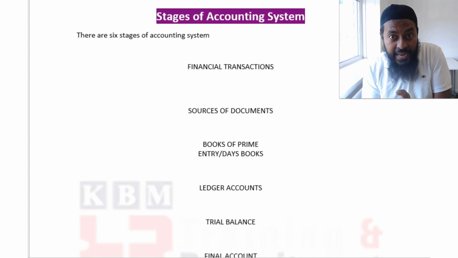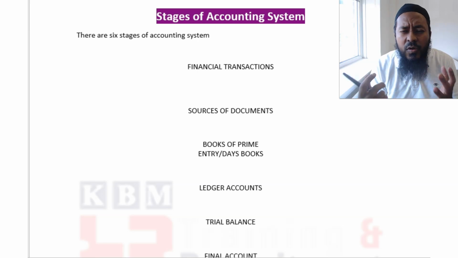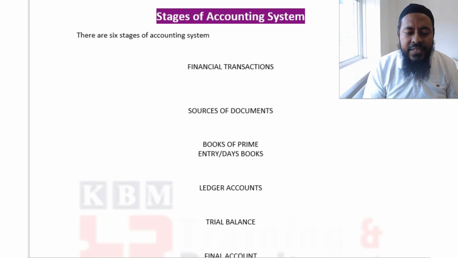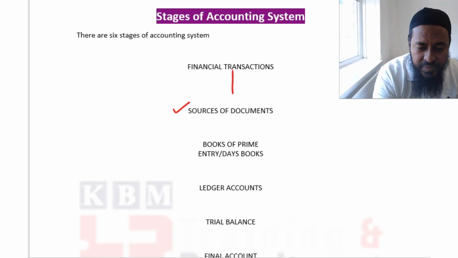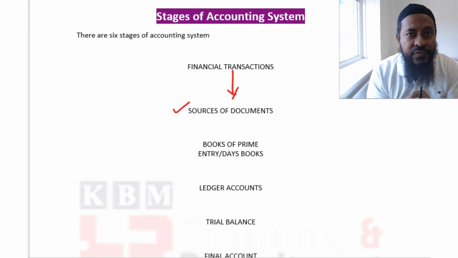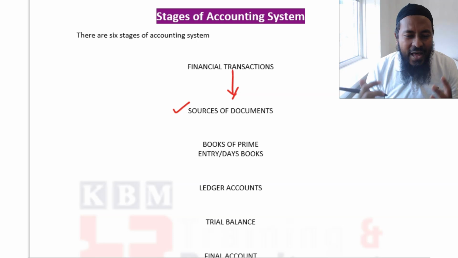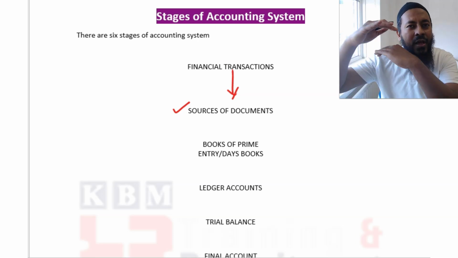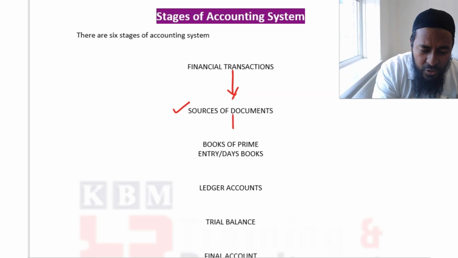Let's assume you're a junior accountant, accounts assistant, or bookkeeper. Your boss has given you many source documents, and the source documents come from transactions. What are those? Could be a sales invoice, purchase invoice, credit note for sales return, purchase return, and bank documents. So the first step is financial transactions, then source documents.